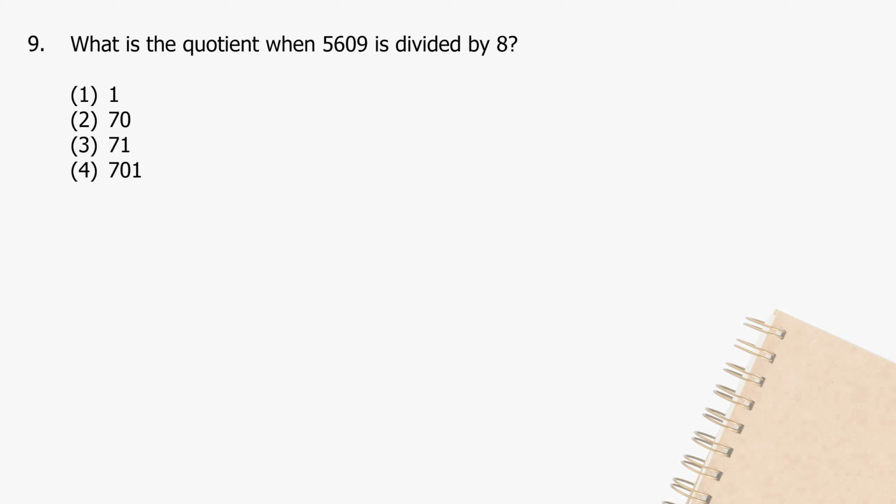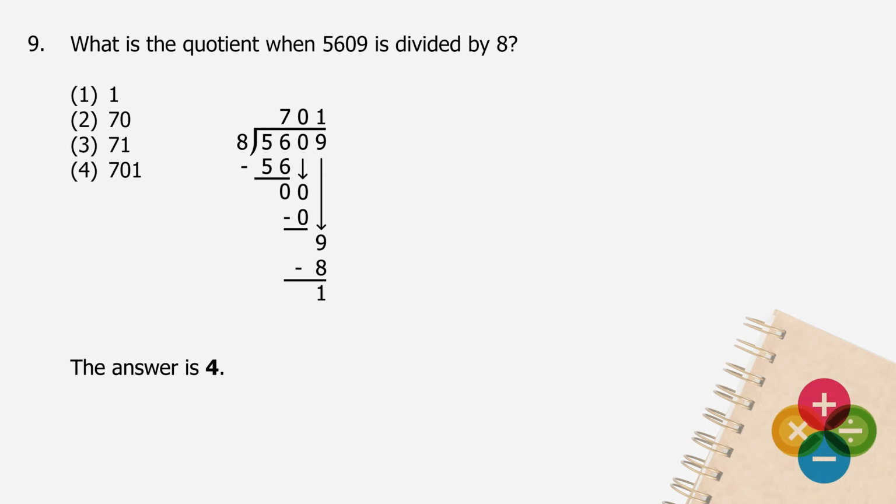Question 9. What is the quotient when 5,609 is divided by 8? The quotient when 5,609 is divided by 8 will be 701. The answer is 4.